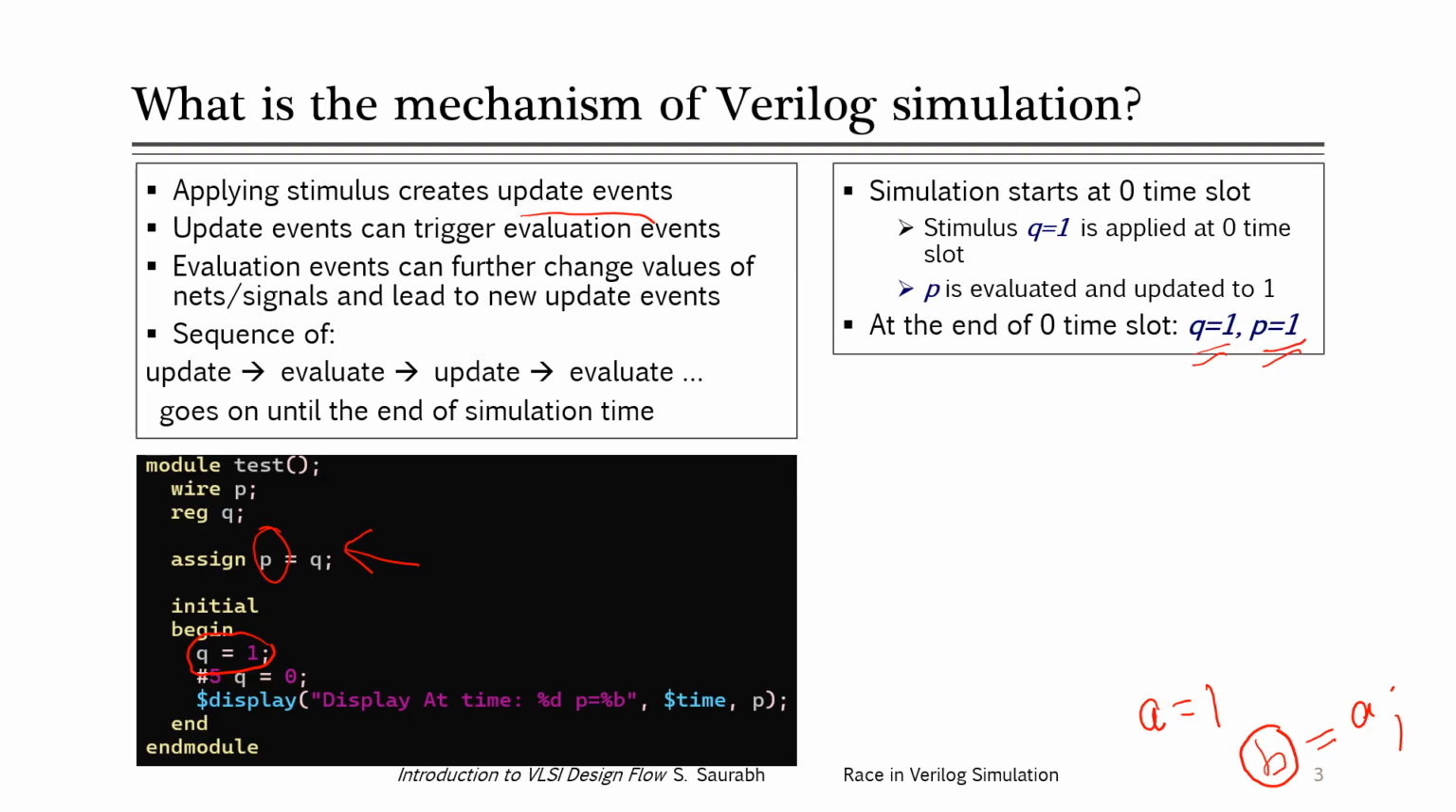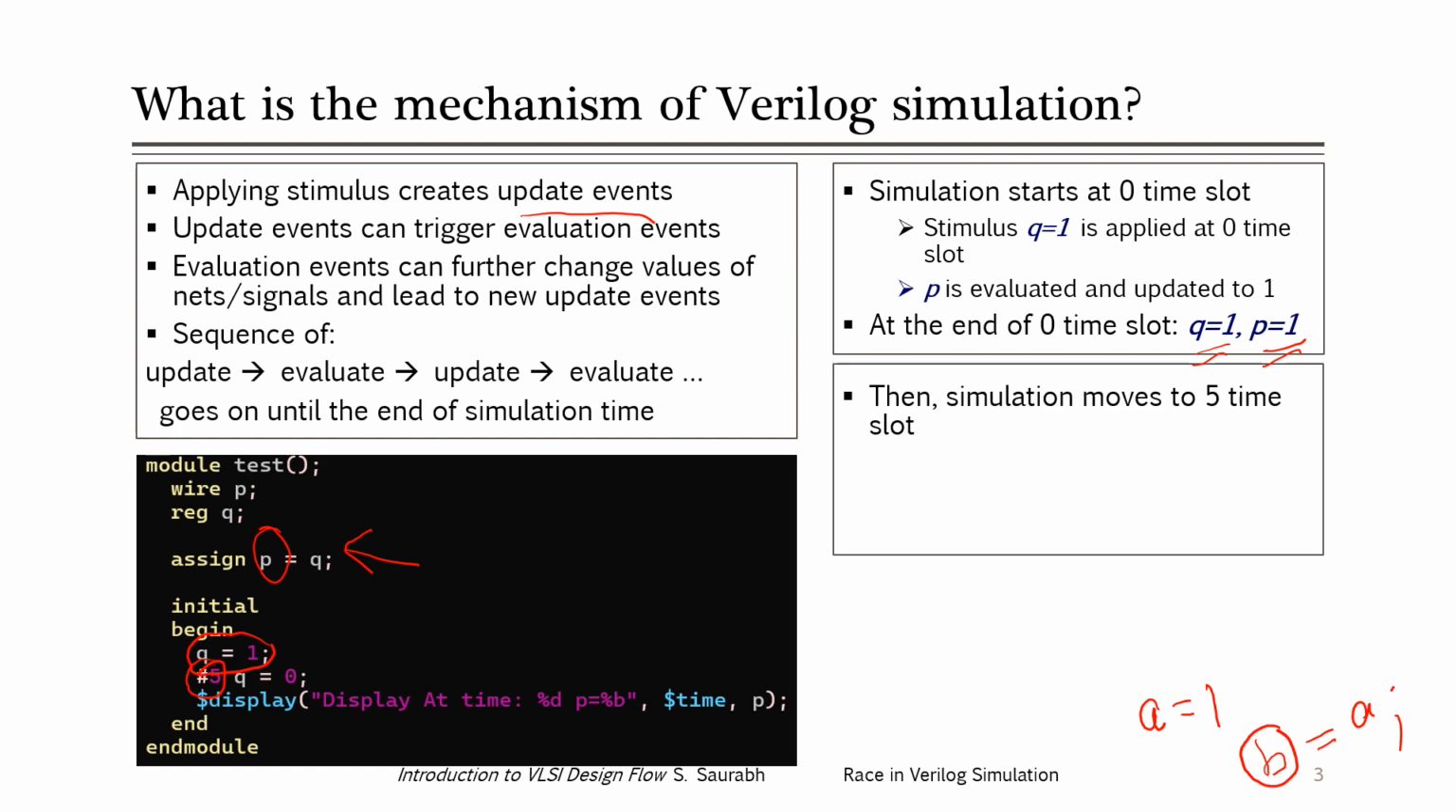Then the time advances to the next time slot, right? So the next time slot is #5, the fifth time slot. Then the simulation moves to the fifth time slot, and the stimulus q is equal to 0 is applied at this point, right? Now q is being applied at time slot 5, right?